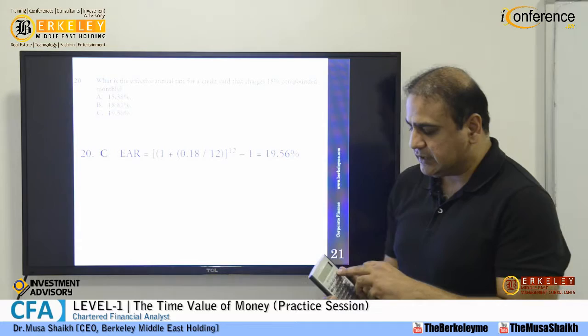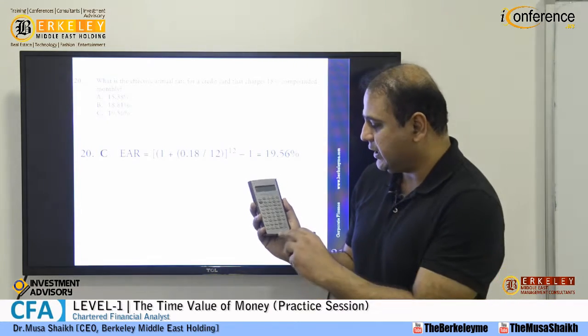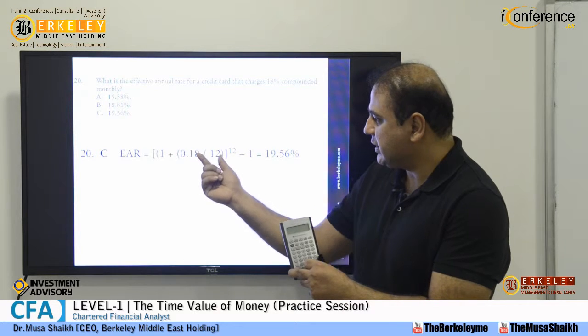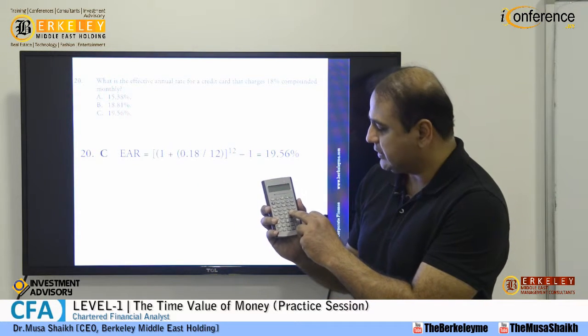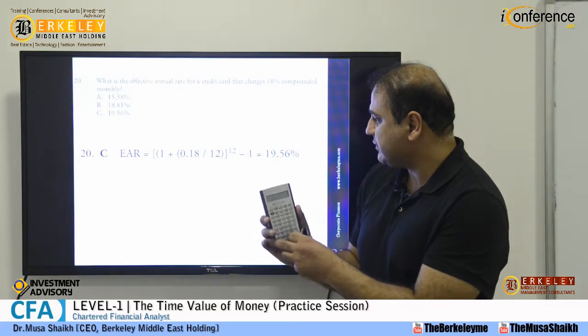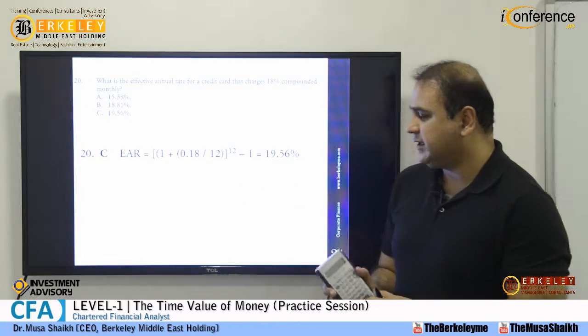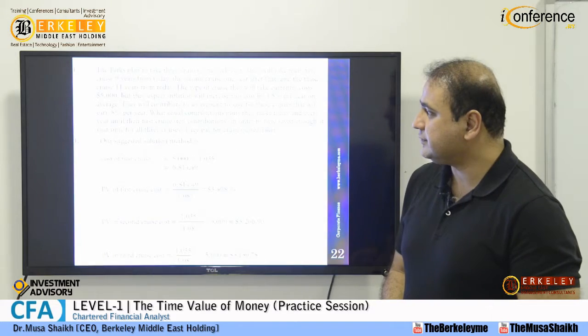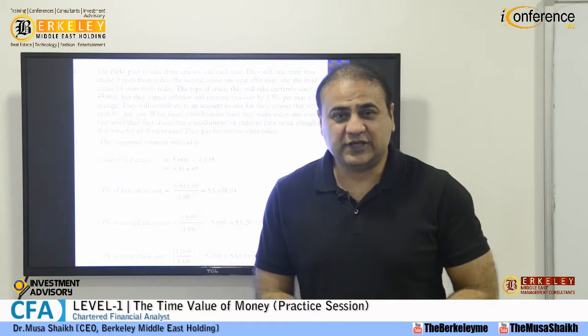On the calculator it's very easy to solve. First you divide, you get 1 plus the rate, then press the y to the x button, and the power is 12, and minus 1, it will give you 19.56. So that will be pretty simple to solve. Now we'll do a lot of challenging questions.